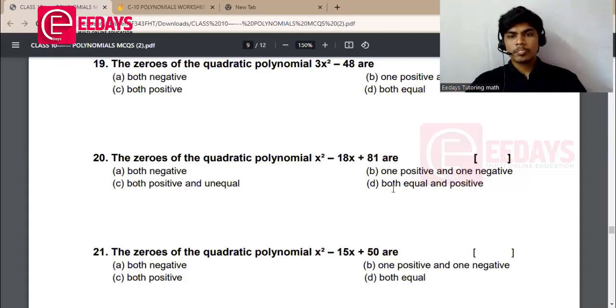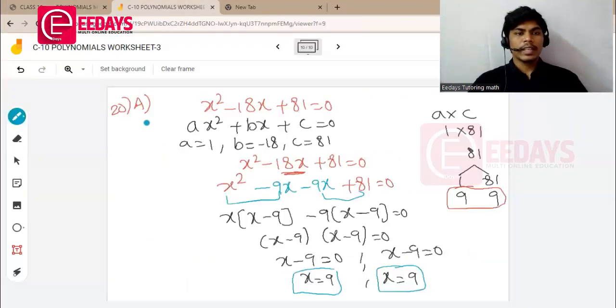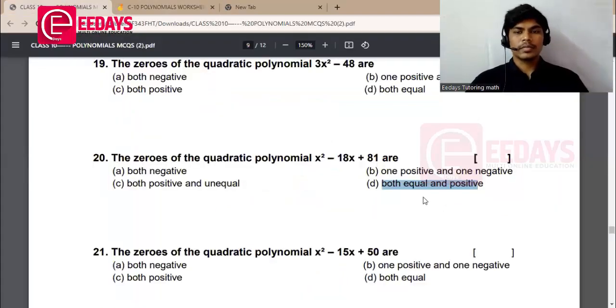So we are getting both positive values, 9 and 9. That's why both are equal and positive. Option D is the correct answer. Both are 9, and both are positive values. Option D is the correct answer.